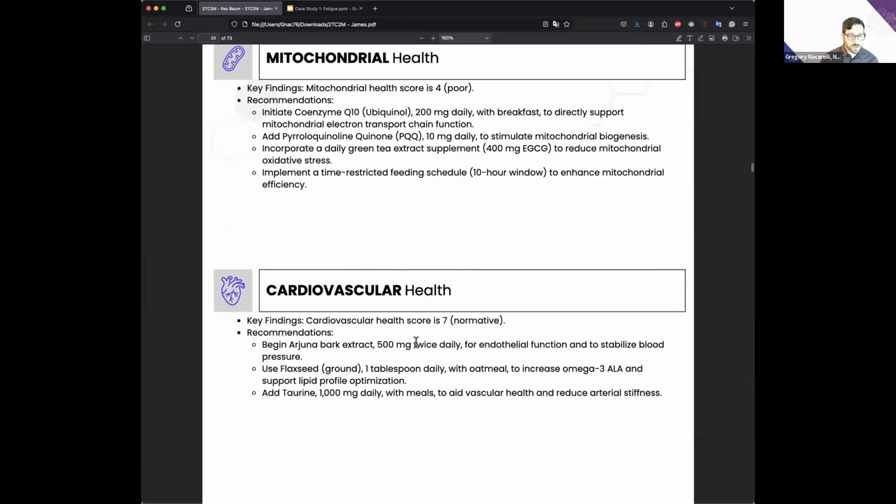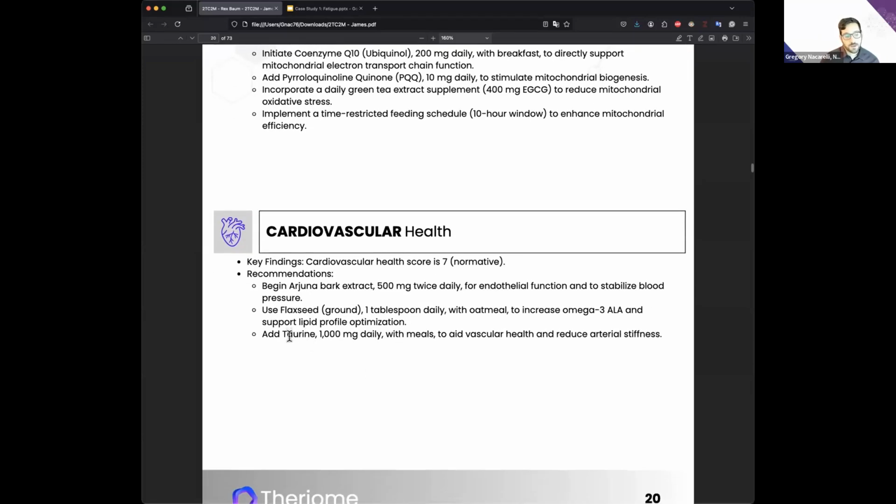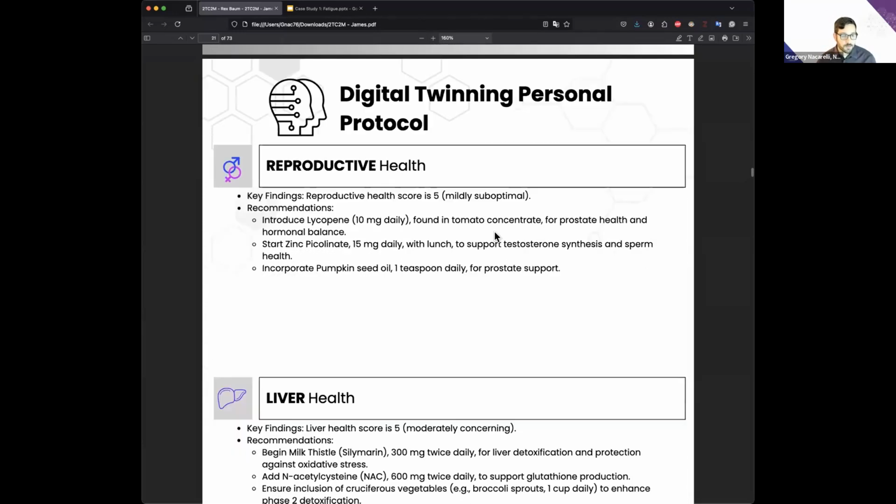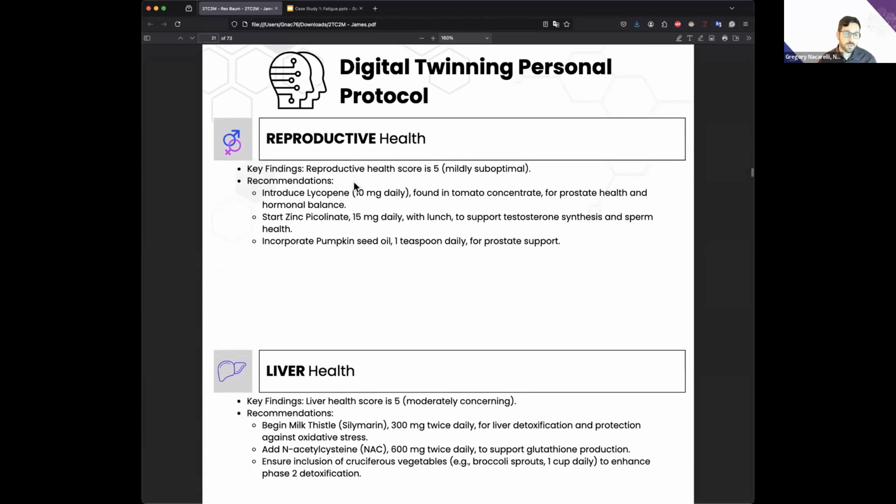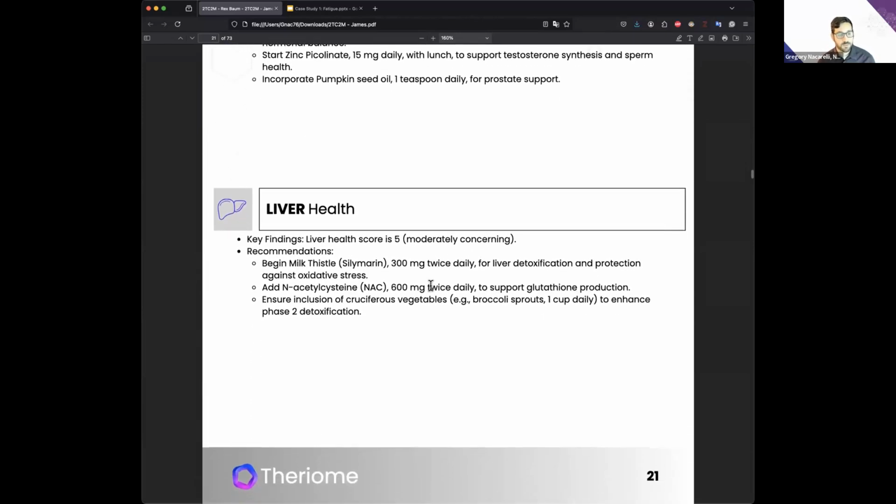So for endothelial function and blood pressure, arjuna bark, and this will also help stabilize blood pressure. Flax seeds, 1 tablespoon daily. And then even though his taurine was within the range, he could still benefit from some more. Taurine has so many different uses in the body. So taurine 1 gram daily to reduce arterial stiffness. We're already recommending a bunch of things for this individual. He's not trying to have children, so we could add some of these, maybe the zinc, but not really necessary. I don't want to add more there.